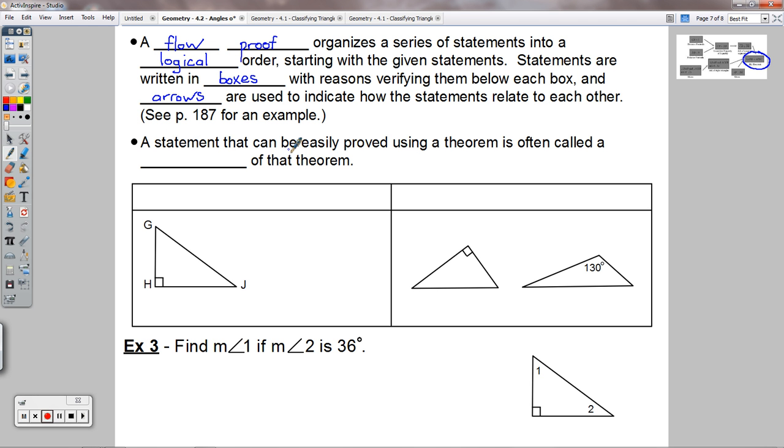But a statement that can be easily proved using a theorem is often called a corollary, our last new vocab term for this lesson. Corollary, 1 R, 2 L's. So a corollary of that theorem. So we have two corollaries that are introduced in this lesson. This is corollary 4.1. It's the first corollary in chapter 4. This one's going to be corollary 4.2. It's the second corollary in chapter 4.